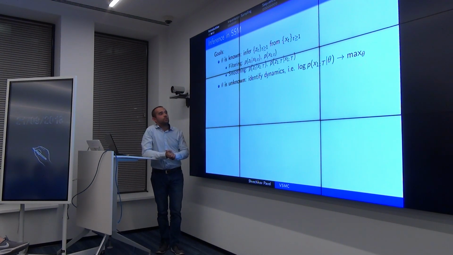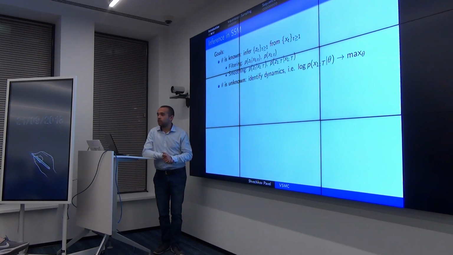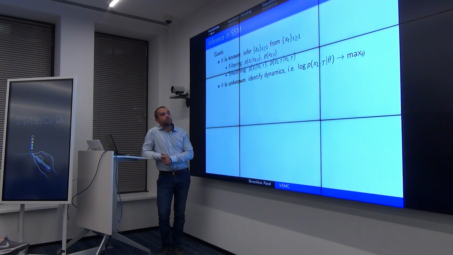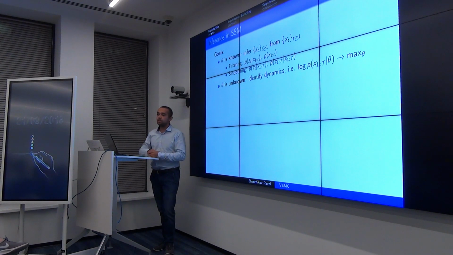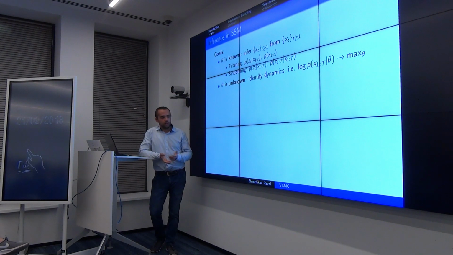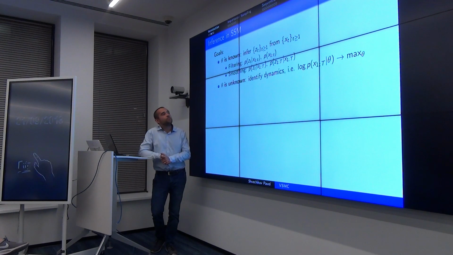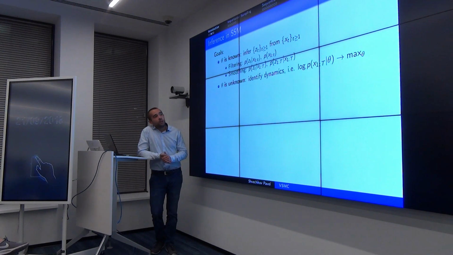And the second major setting is when theta is unknown. This is by a large margin a more difficult task, because you don't know what the hidden dynamics is. You need to somehow reveal what this process may look like, and you also need to identify this theta.